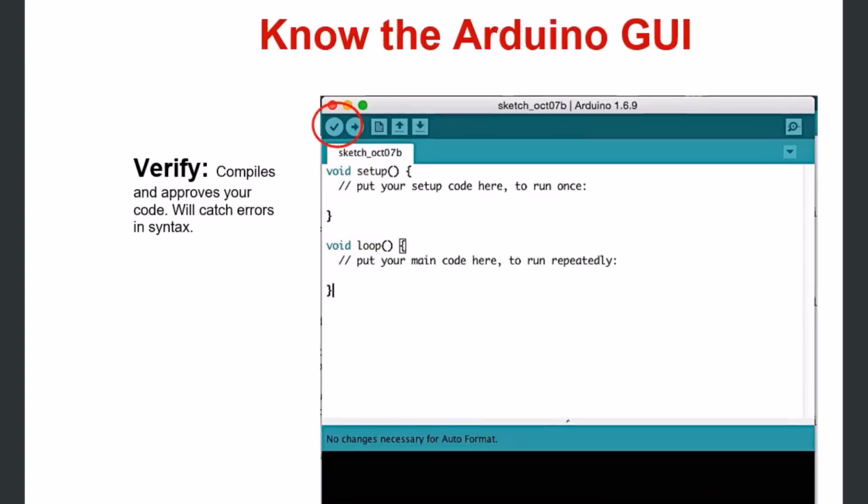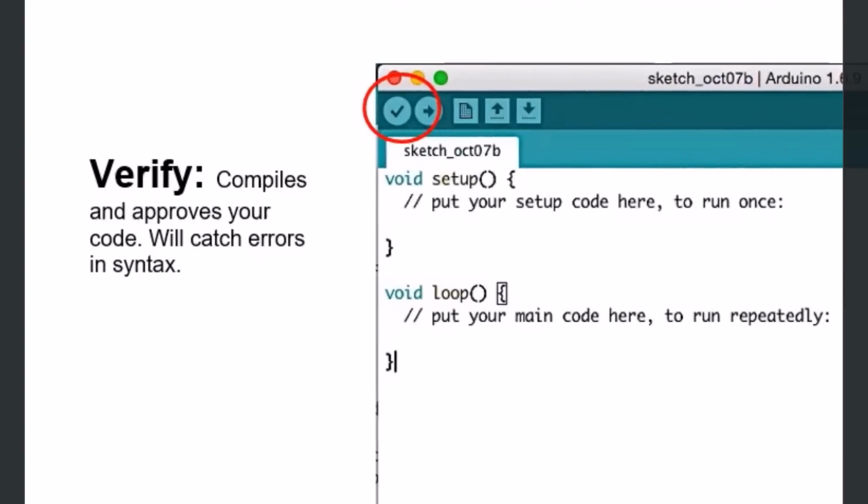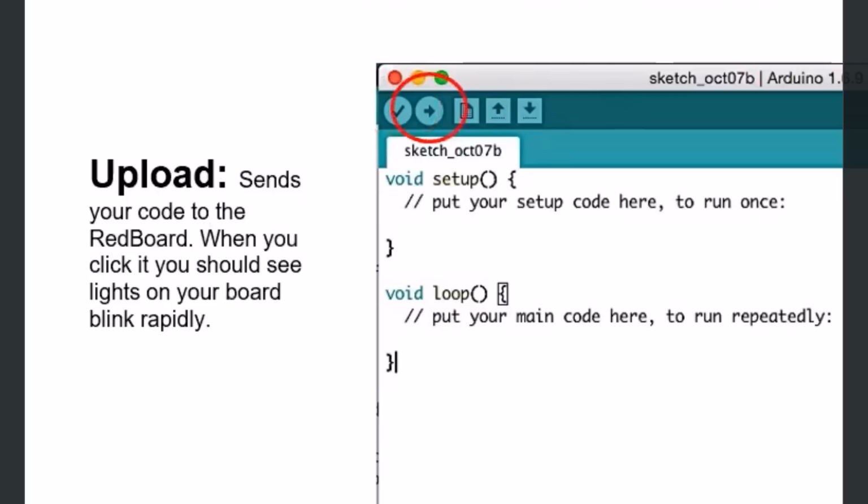The first one, the right symbol, is actually the compiler and it verifies. It is also called the verify button. It compiles and approves your code and it catches all the errors in your program. The next one, the right arrow, is used to upload and it sends your code to the board.